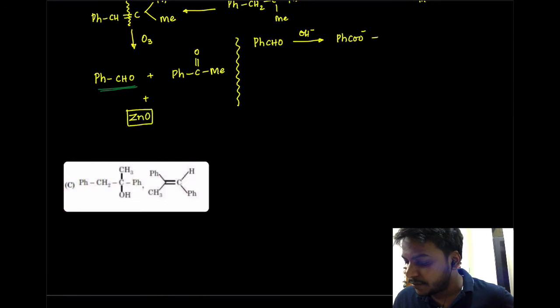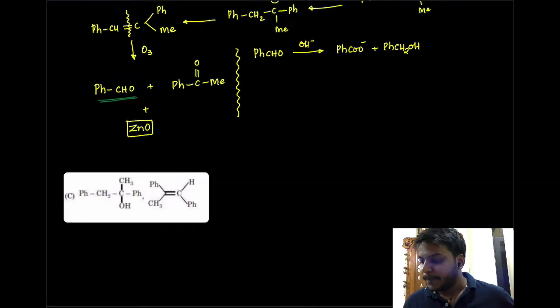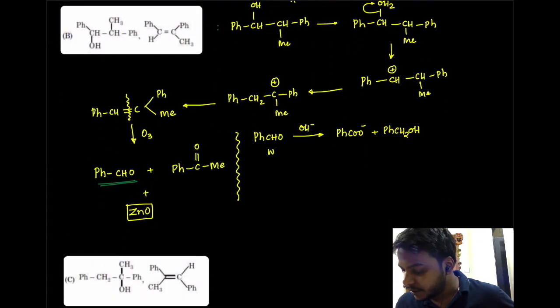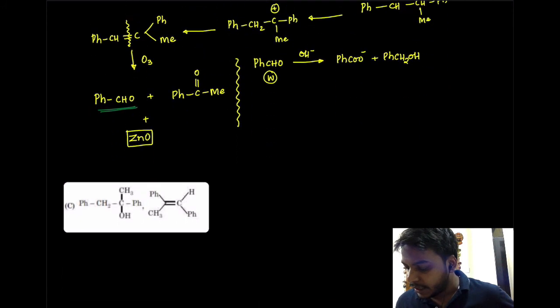So let me write down that first. So PhCHO in the presence of OH minus, we know that it will become PhCO minus plus PhCH2OH. This is a Cannizzaro reaction. Okay, so definitely as per the question that has to be W. So this is W, and if this has to be PhC double bond O Me.